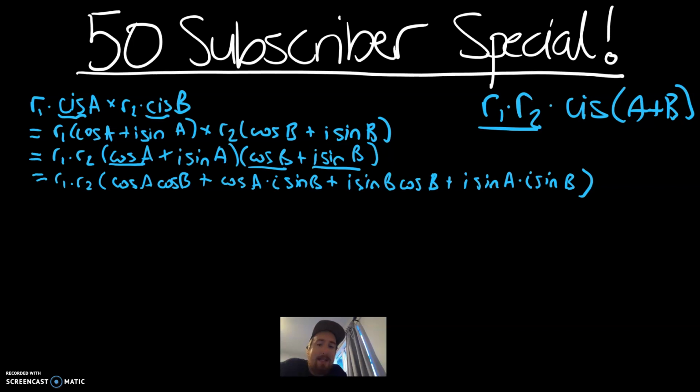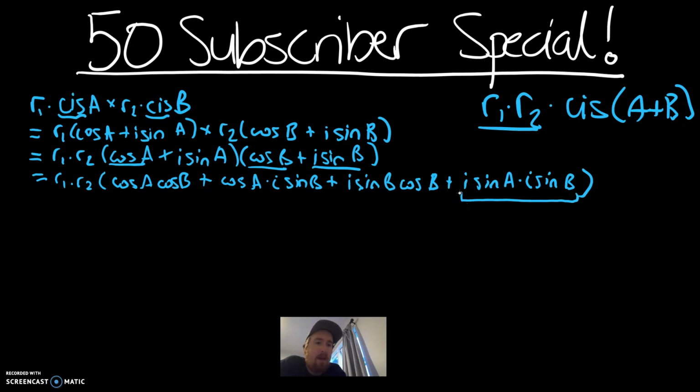Okay, and the next step is to specifically deal with that last part in blue. So i sine A times i sine B. And what we need to know there is some complex numbers rules.